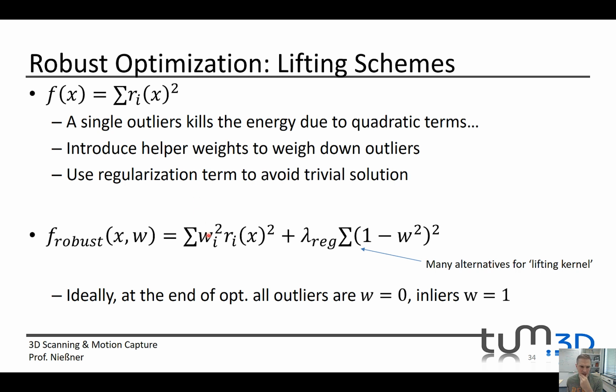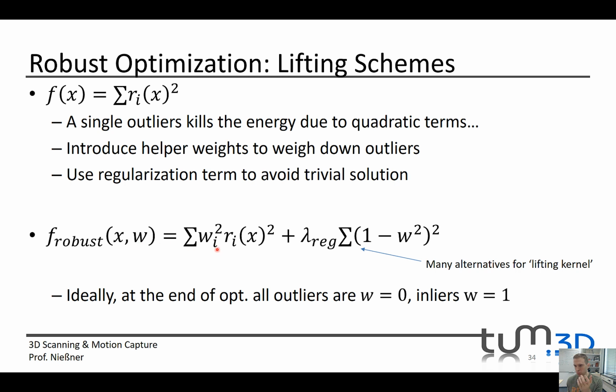So how does that work? Let's maybe first look at this part here, at this left-hand side part. On the left-hand side, we're saying, well, instead of just having this Ri's, we now have Ri's times W squared I's, right? So what we would like to do is optimize jointly for X and W.